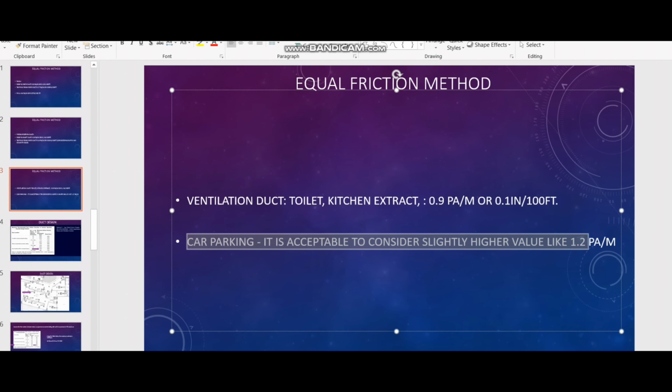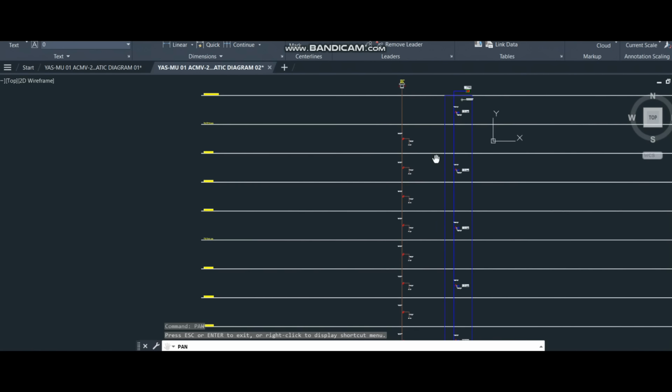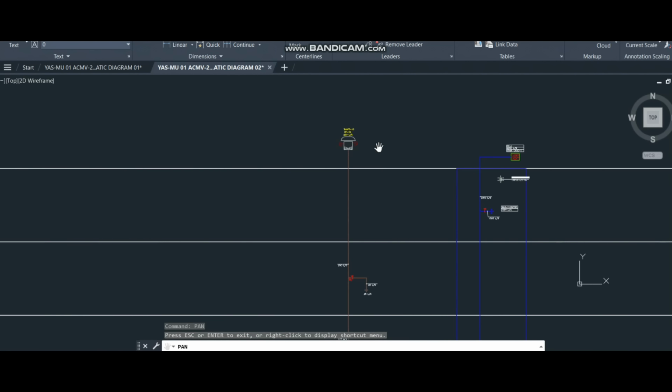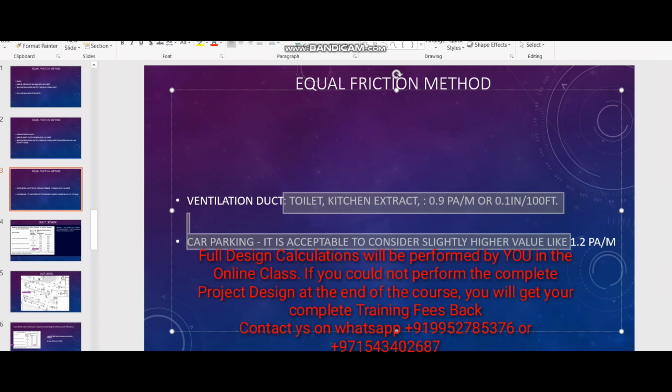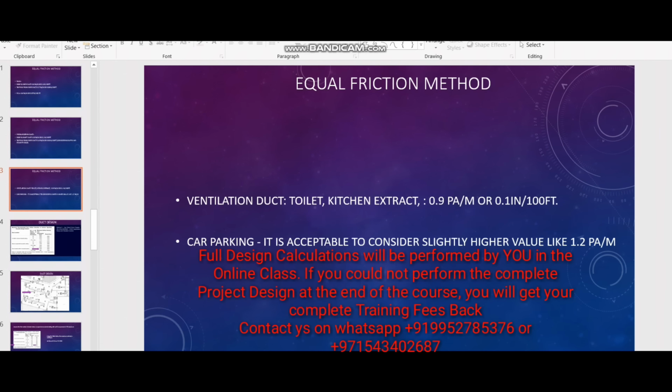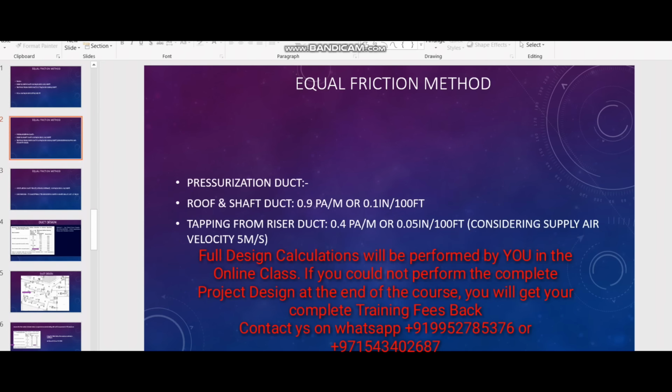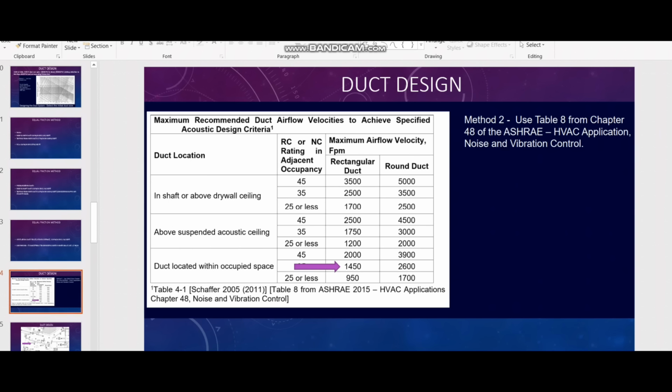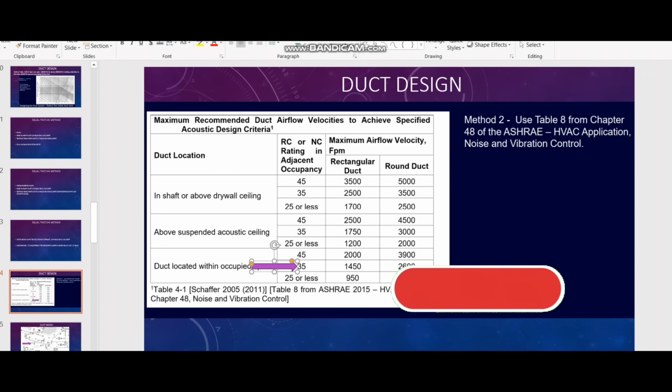For the car parking, you can go with the slightly higher 1.2 Pascal per meter. Like this you can do the design for any duct considering these values, whether it is the shaft duct, roof duct, or the duct inside the ceiling, for the ventilation, staircase, and all these arrangements. As I told you, you can follow these values, which comply with the ASHRAE Application Handbook and SMACNA, and you have to verify that the maximum NC value is within the limit. Sometimes the client will give the project NC requirement, so you have to comply with that requirement. This is the way you can do all the duct design.